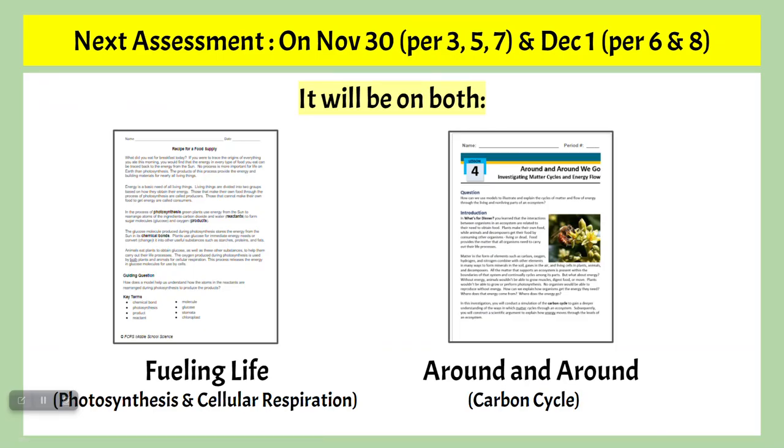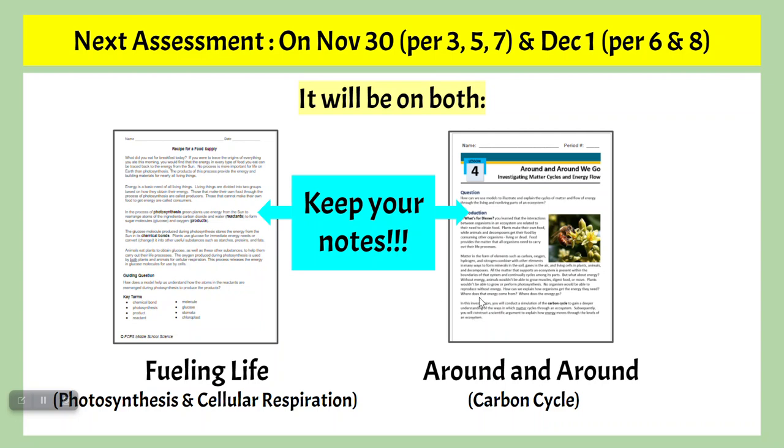All right, quick reminder, on November 30 and December 1, that's Thursday and Friday, we have the test for science. It's going to have a couple of questions on photosynthesis and cellular respiration, from your recipe for a food supply notes, and we're going to have more questions on the carbon cycle. Always double check your old exit tickets. You can look through notes, warm-ups, and practice questions, just to make sure you're good to go and ready to take the test.